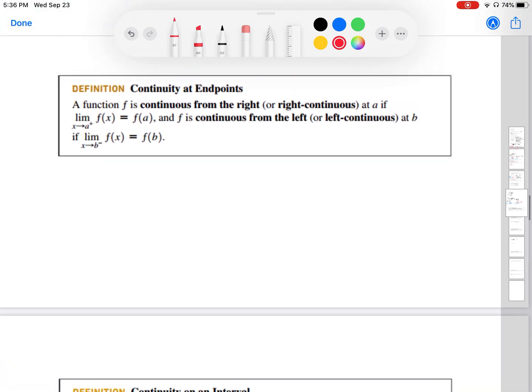Let's continue with the next topic, continuity at endpoints. A function f is continuous from the right, or right continuous, at a if the limit as x approaches a from the right of f of x equals f of a. And f is continuous from the left, or left continuous, at b, if the limit as x approaches b from the left of f of x equals f of b.